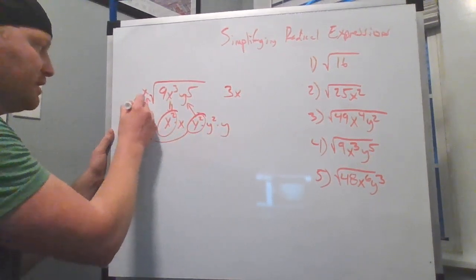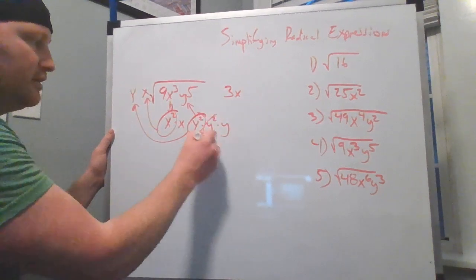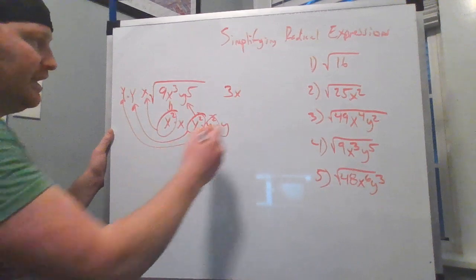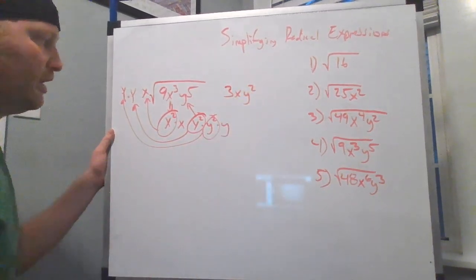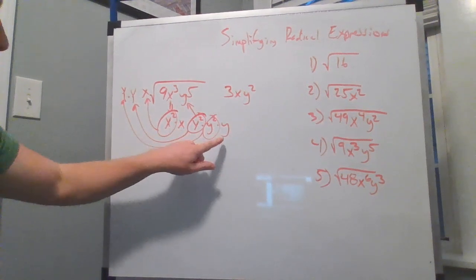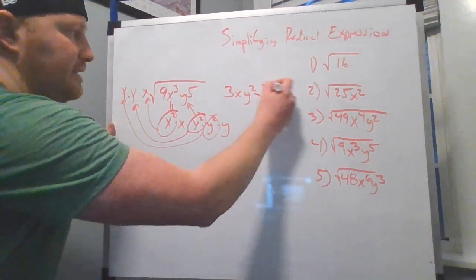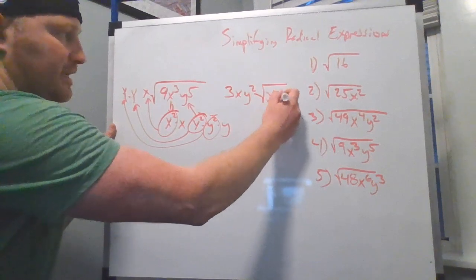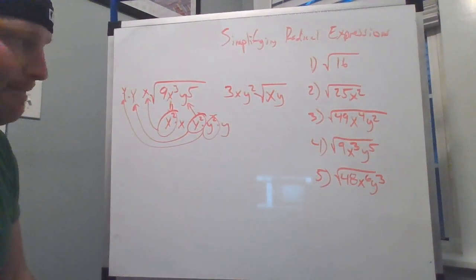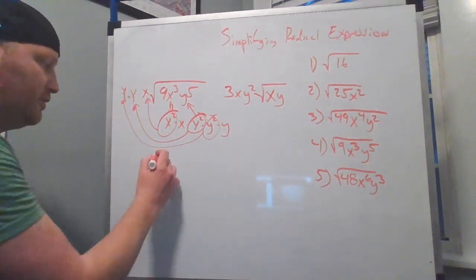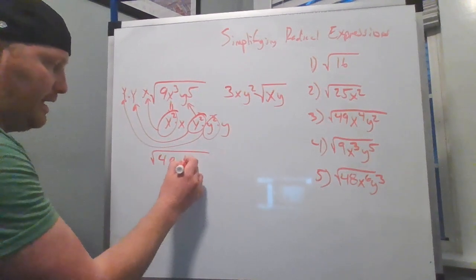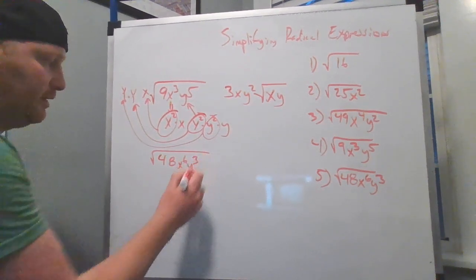This y squared comes outside as a y, just like this y squared also comes outside as a y. I'm going to multiply these together and I'm going to get y squared. Look at what's staying inside, because this is not a perfect square, nor is this. So now that that's not a perfect square, these just stay inside, and this simplifies to this. Right down here, next one: the square root of 48, x to the 6th, y to the 3rd.